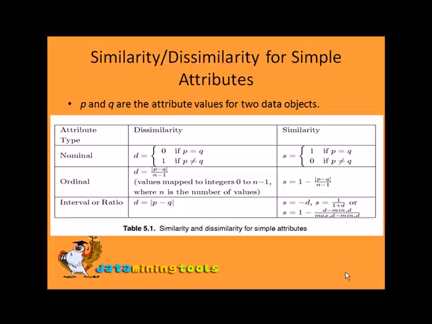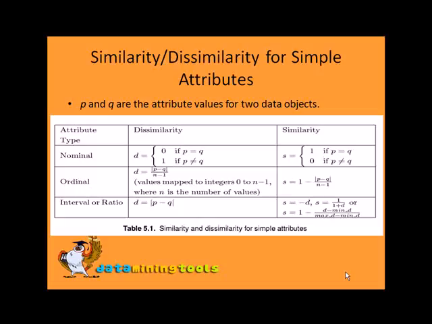Suppose P and Q are attribute values of two data objects. Then for nominal attribute type, we have dissimilarity as 1 when P is not equal to Q, and dissimilarity is 0 if P is equal to Q. And similarity is 1 when P is equal to Q and 0 when P is not equal to Q. For ordinal attribute value, dissimilarity is given by the formula of mod of P minus Q by n minus 1. Similarity is given by 1 minus dissimilarity.